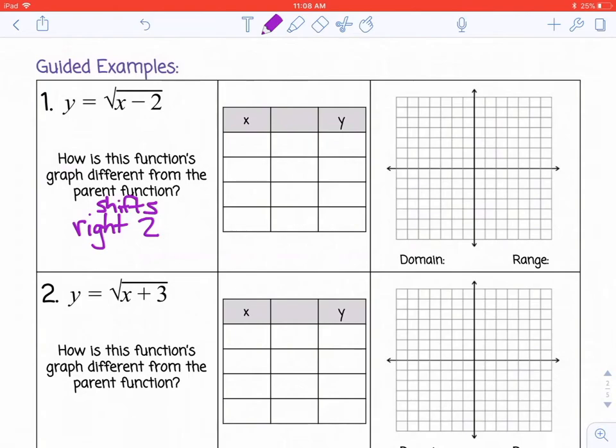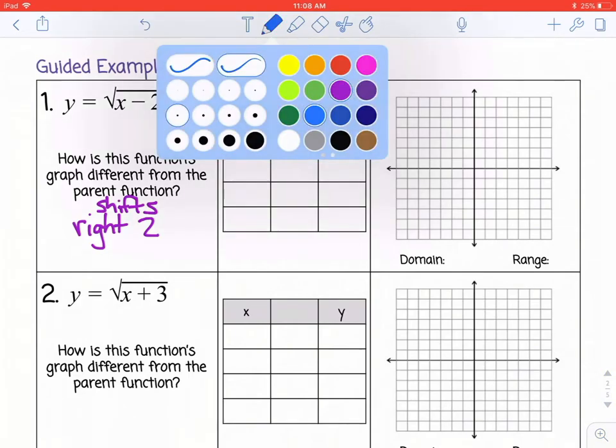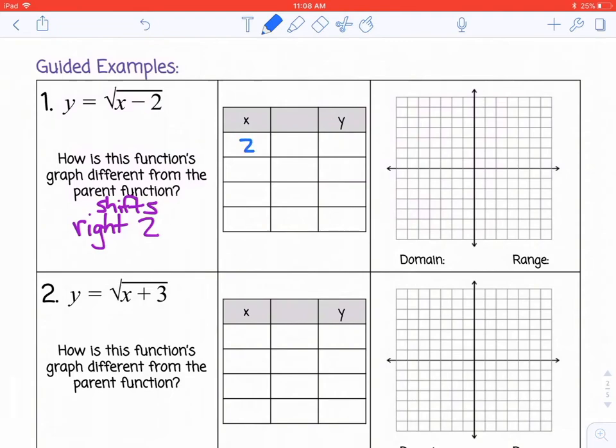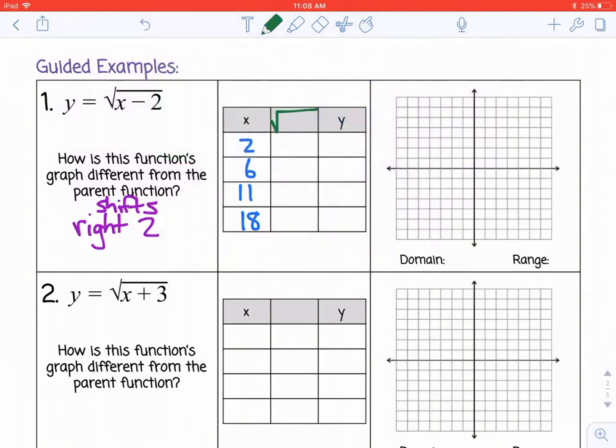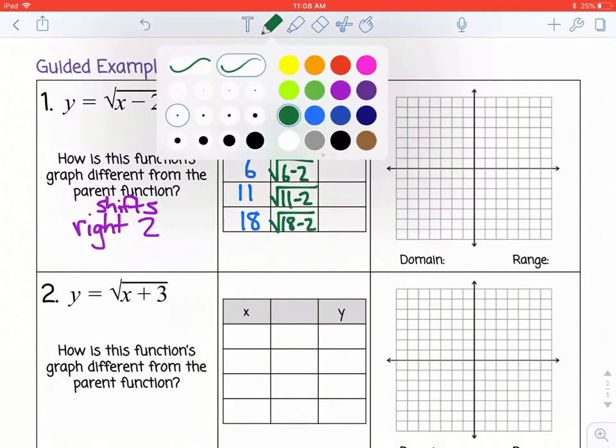So then let's pick out some values that would be easy for us to graph. So I'm going to pick 2, 6, 11, and 18 so that when I plug them in, they'll come out as nice numbers for my graph. So I'm going to plug them into the square root of x minus 2. So that means I have the square root of 2 minus 2, the square root of 6 minus 2, the square root of 11 minus 2, and the square root of 18 minus 2.